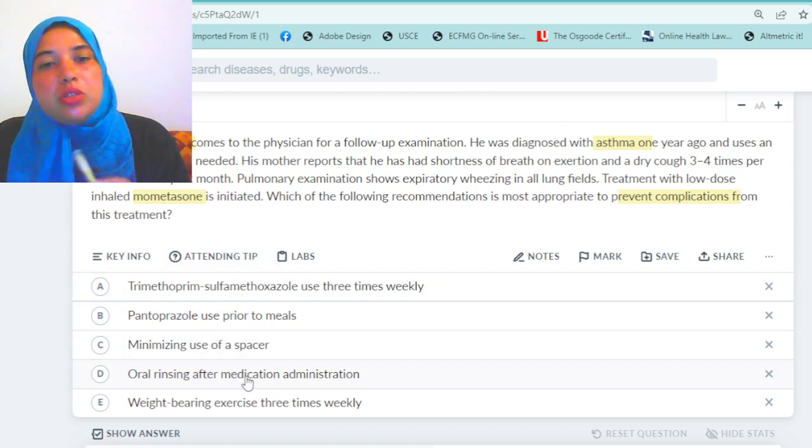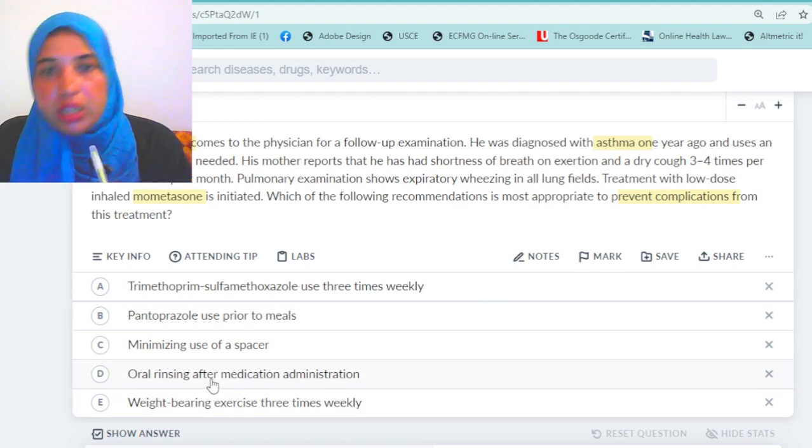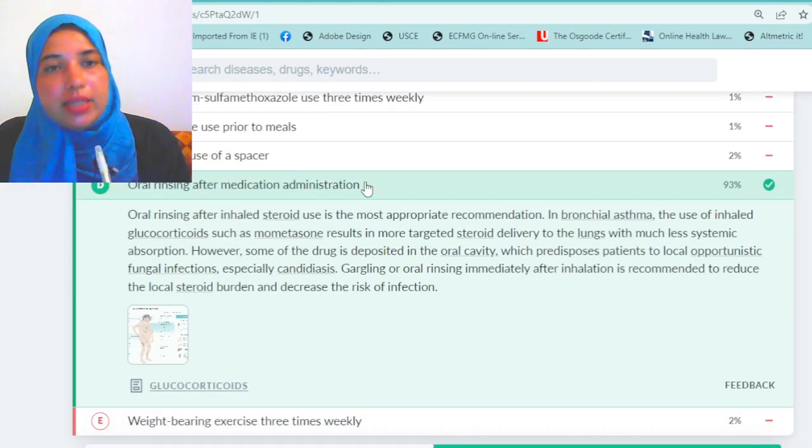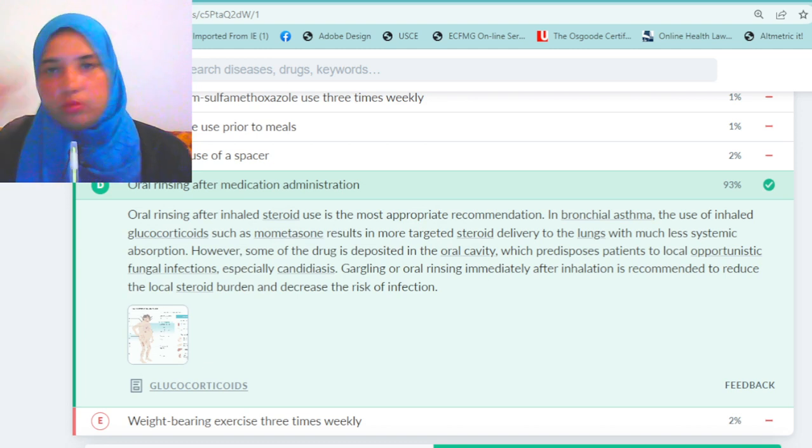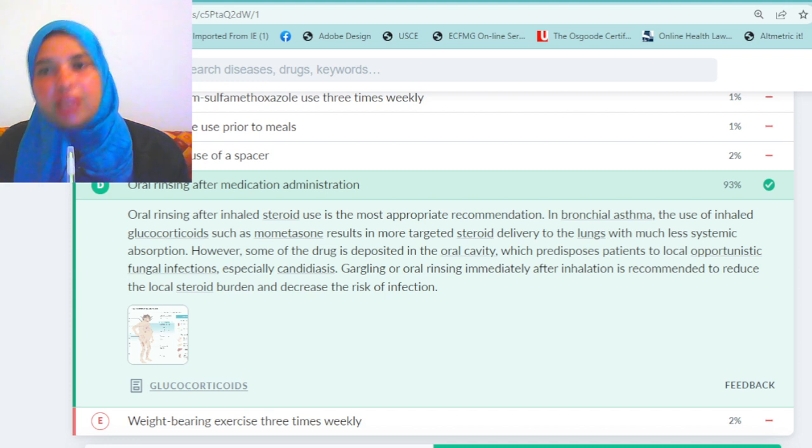So for me, the answer is going to be to prevent complications of this treatment, let's do oral rinsing after medication administration. Okay, and that is the correct answer. You'll see that in green. Let's read the answer. It says oral rinsing after inhaled steroid use is the most appropriate recommendation. In bronchial asthma, the use of inhaled glucocorticoids such as mometasone results in more targeted steroid delivery to the lungs. So again, now we're getting some information. We do that so that we can target just the lungs in particular, so we have less systemic absorption. It's giving you all those nice factoids and all of that information.